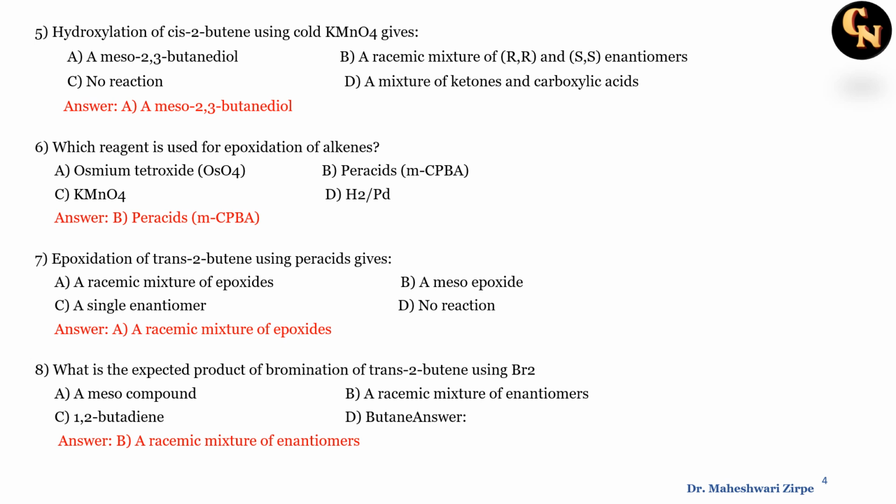That means the CH3 groups will be on opposite sides of the epoxide ring. Okay, which is the expected product of bromination for trans-2-butene using bromine? So for trans-2-butene, if you are going to have a bromination reaction, what is the correct option? Obviously in the previous slide also we have seen that trans-butene, if it undergoes bromination, is going to give you a racemic mixture of enantiomers. So the correct option is B.